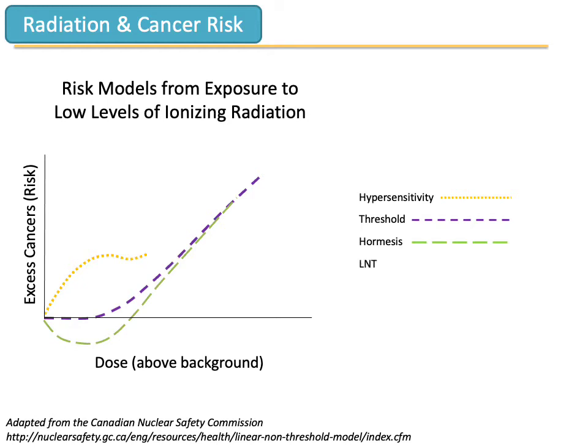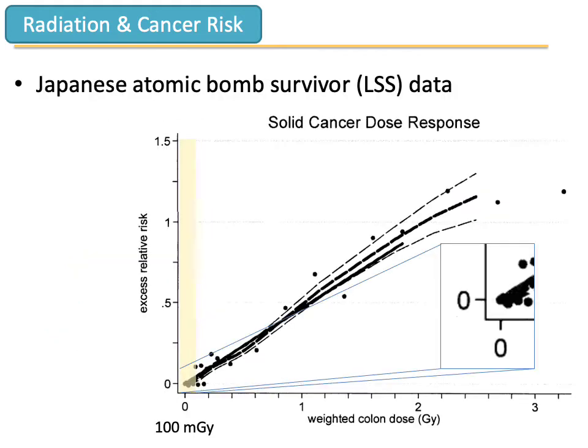The last model shown here is referred to as the linear no threshold or LNT model. This states that there's some risk associated with any radiation exposure and that this risk increases linearly with dose. It's this model that is typically used to describe radiation risk. It's important to note, however, that this model is based primarily on extrapolations of data from acute doses above 100 millisieverts. So let's look at this a little more closely.